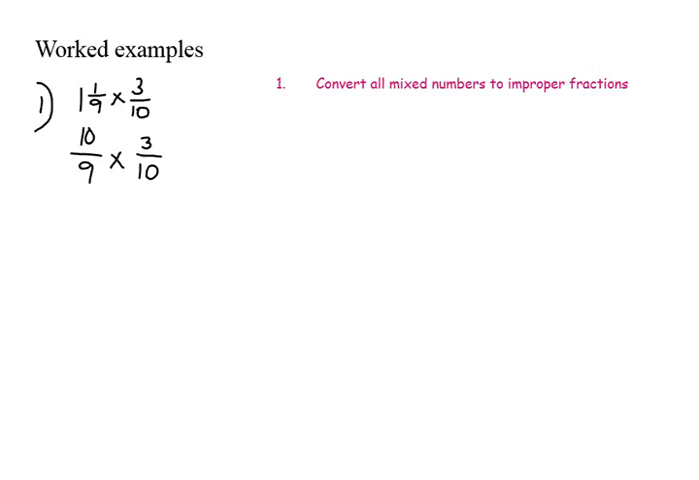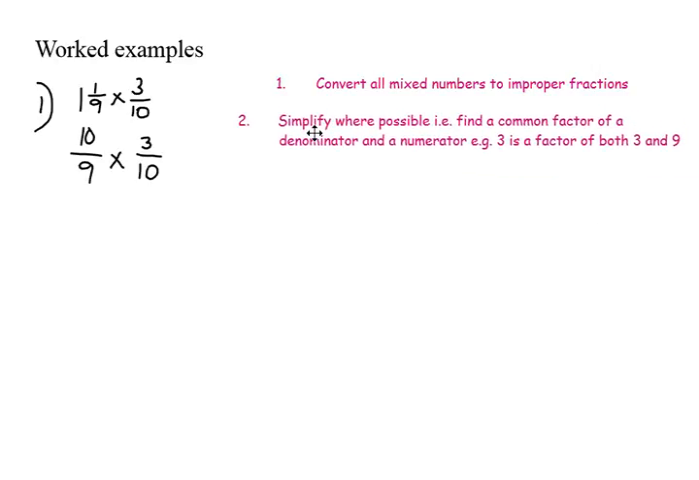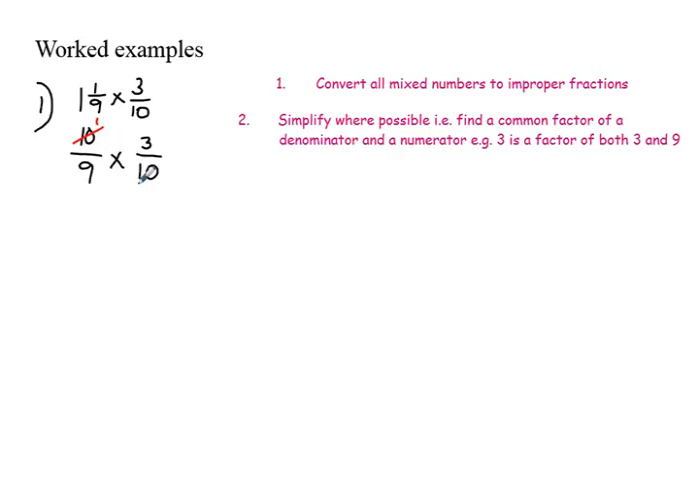The next step is to simplify where possible. So you have to find a common factor of both the numerator and denominator. You can only cancel a top with a bottom, or top with a bottom. You cannot cancel horizontally. So let's have a look. The first one and the easiest one so far, 10 goes into 10 once, 10 goes into 10 once. Then I can say 3 goes into 3 once, 3 goes into 9 3 times. Always write your little digits above the number that you've cancelled.